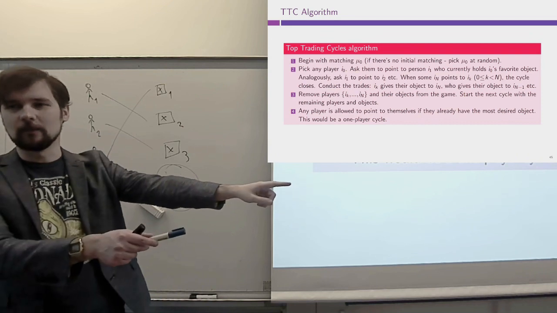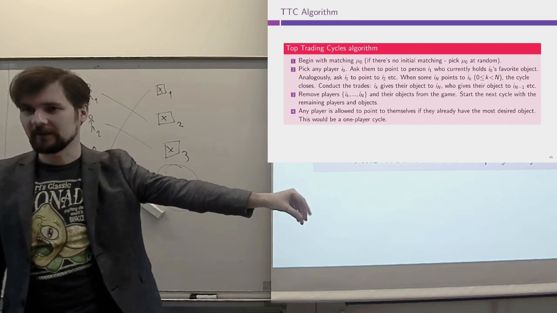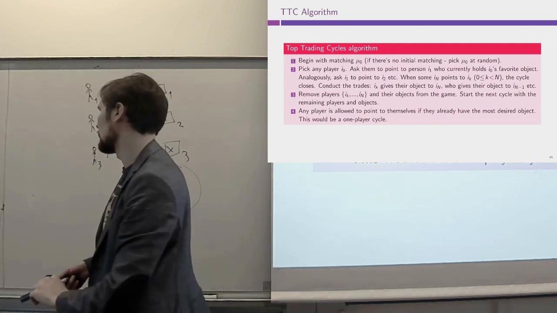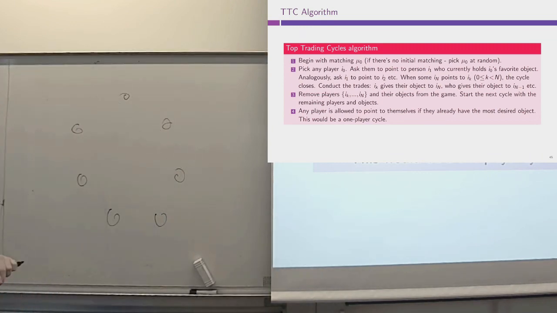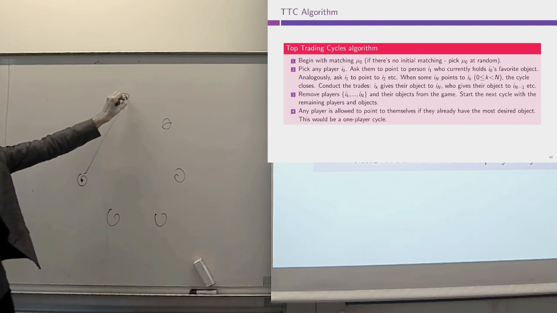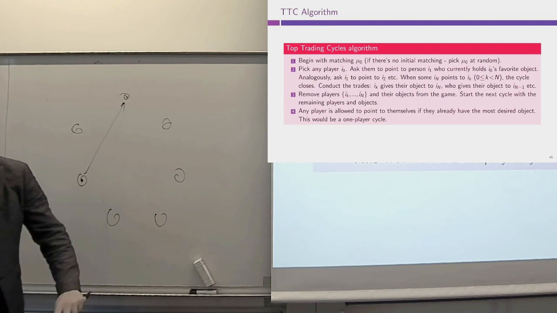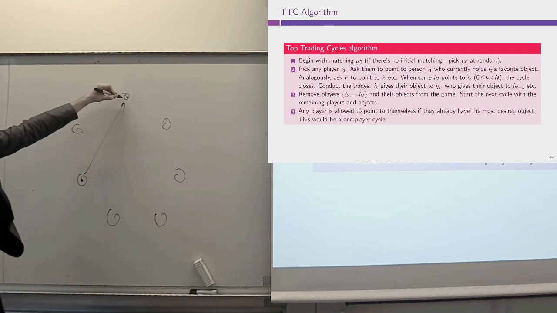Then the person who possesses that item gets the next choice. So that person would get to point to somewhere else. So let's say we have seven players with seven items, right? We say, well, okay, you get to choose first. Who has your currently favorite item? Let's say this dude has the item that I like the most. Then we say, okay, you now have the power to choose. Who has your favorite item? They say, okay, maybe this dude.